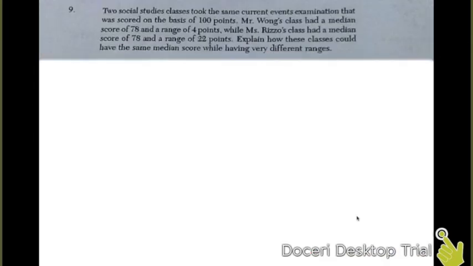Two social studies classes took the same current event examination based on 100 points. One of them got a median score of 78 and a range of 4. The other one also had a median score of 78, but this one had a range of 22. How could they have the same median but different ranges?